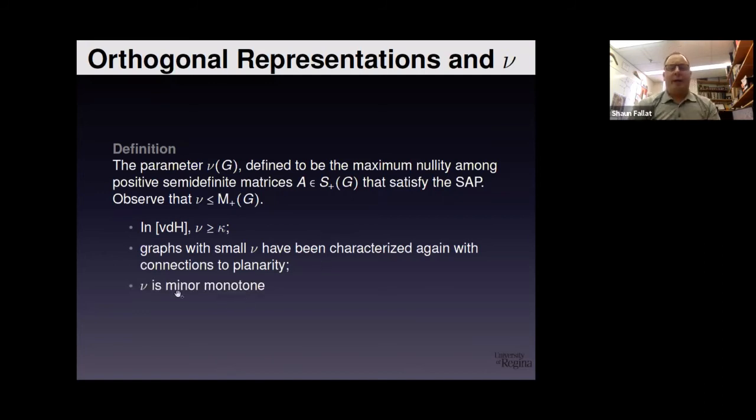And nu again is minor monotone, something like the parameter mu was previously. So it seems like when you throw SAP in there, minor monotonicity sort of tags along, and that's very helpful. The fact that you have minor monotonicity actually turns out to be extremely useful. Capital M and capital M plus are not minor monotone parameters, and this is unfortunate.